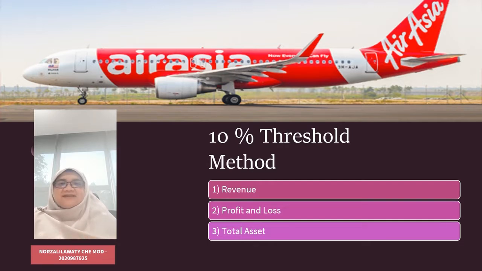This can be calculated from different bases. First, based on revenue; second, based on profit and loss; and third, based on total assets. For our assignment, we are using a 10% threshold based on total revenue. If the segment exceeds the 10% threshold, then it will be classified as reportable. If not, the business will be classified as non-reportable.